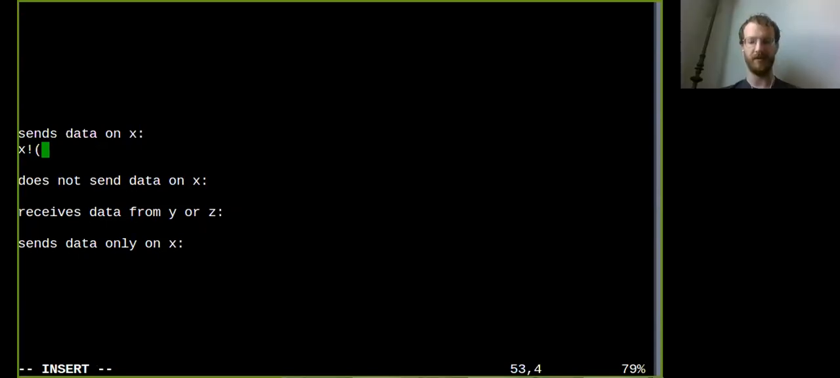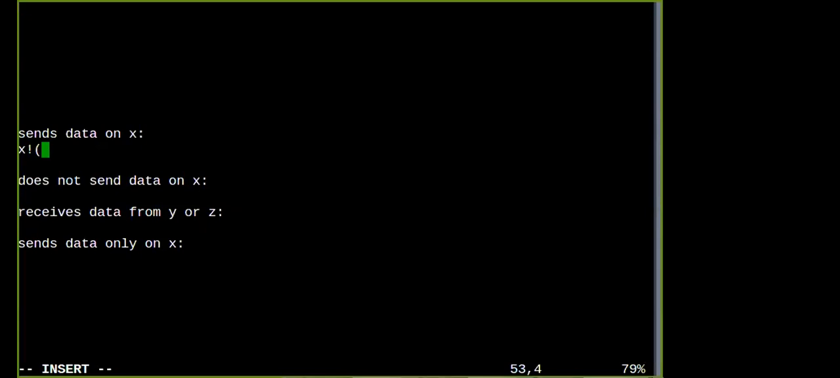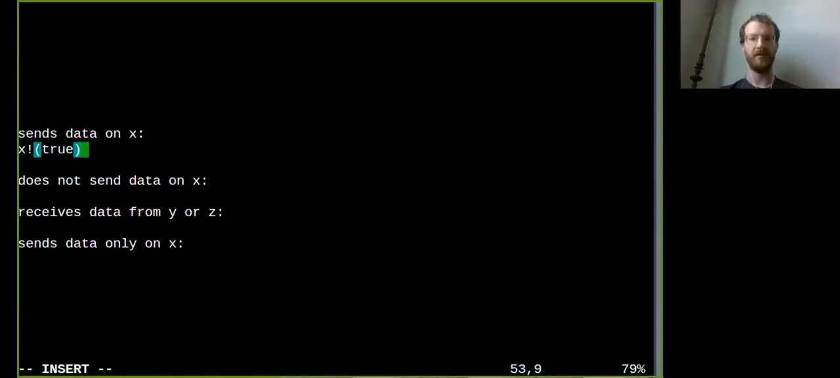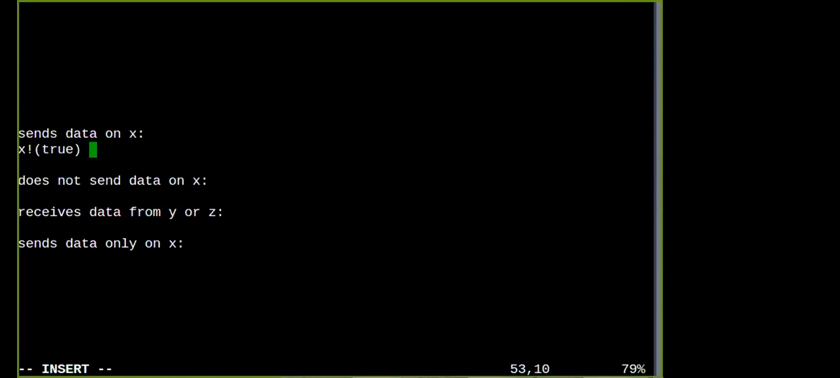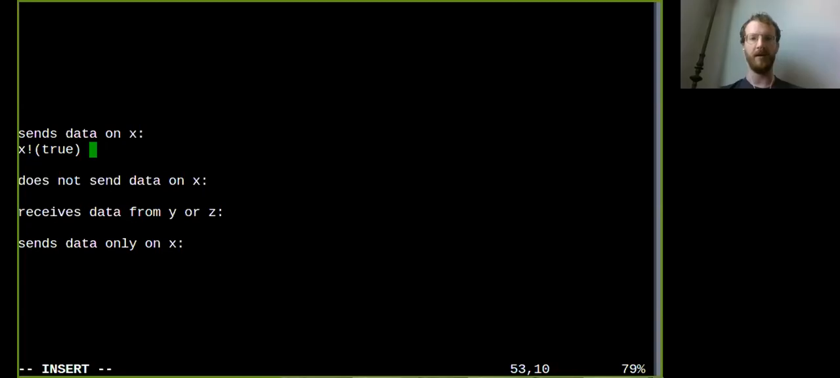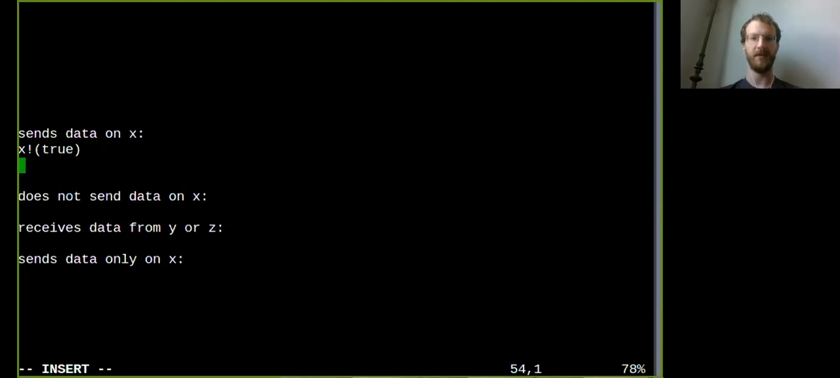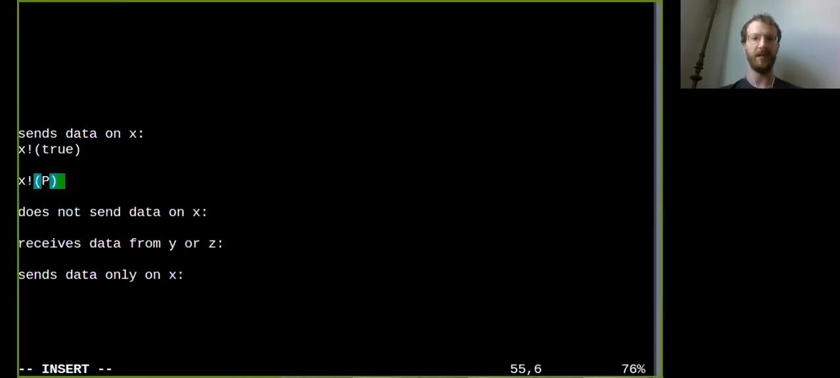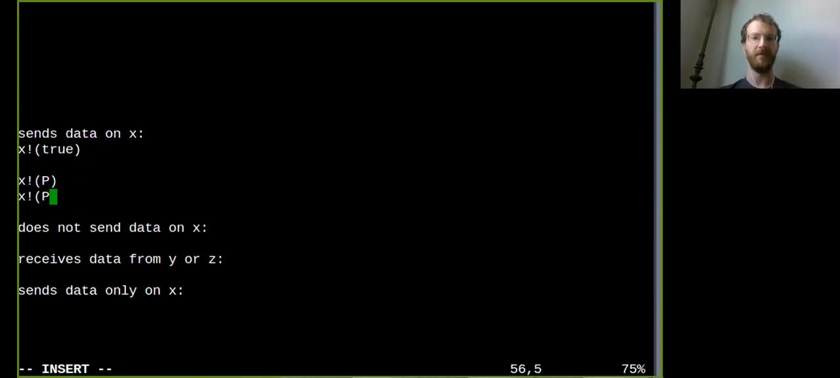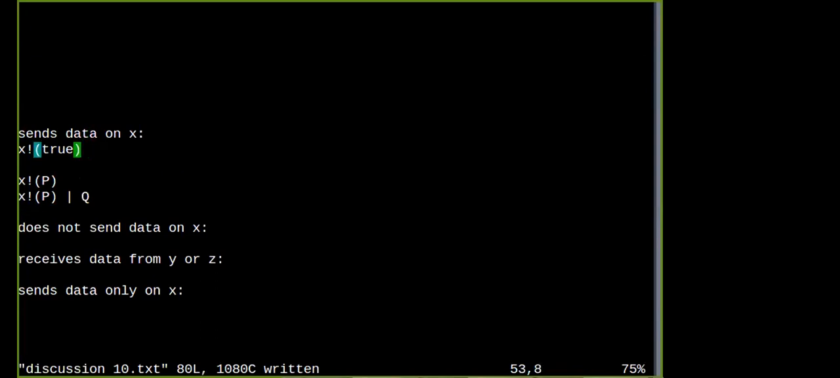Underscore isn't one of the things that we can generate, but do we care what's being sent on X? No? P? So we could say that maybe the set of all programs. Oh, okay. And then, are we done? Yeah. So this will match X bang P. Will this match X bang P or Q? Oh, no, it won't. I guess you want par true? Yep.